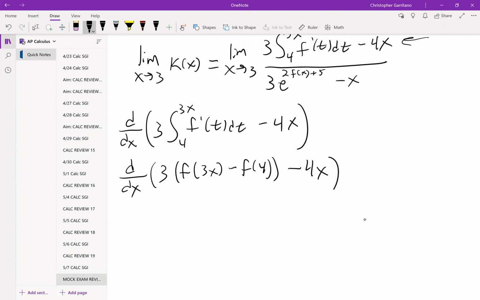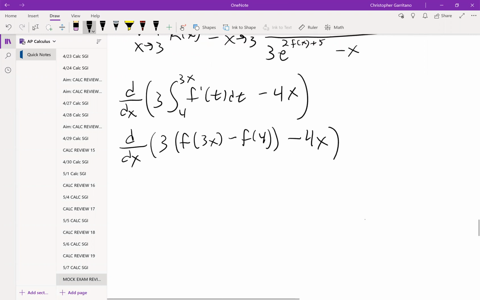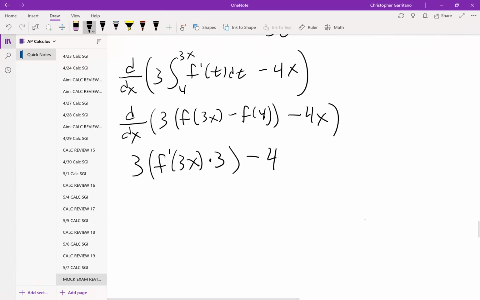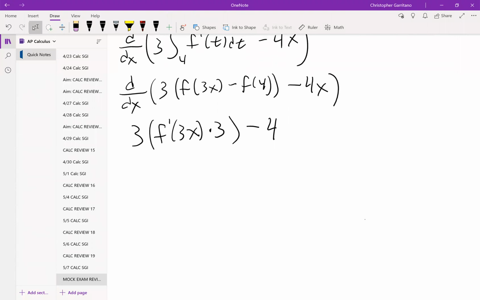And now I can apply d/dx here. So I have 3 times the derivative of f of 3x, which would be f prime of 3x times 3. That's the chain rule. The derivative of f of 4 with respect to x is just 0. And the derivative of 4x with respect to x is just 4. So this is your numerator's derivative. Okay, so we'll set that aside for a moment. This will come into play in just a moment.